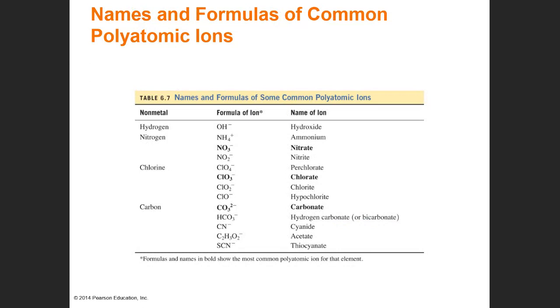So here are just examples of negative polyatomic ions, except for this one. This is the only really positive polyatomic ion. All the others in the list are negative. So these will come up in names.